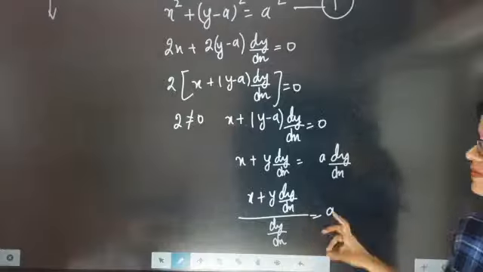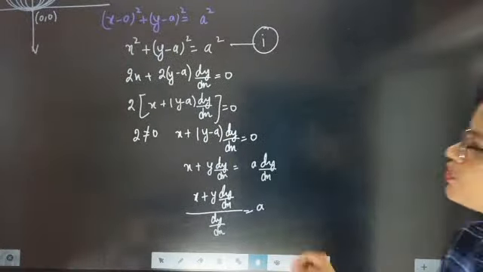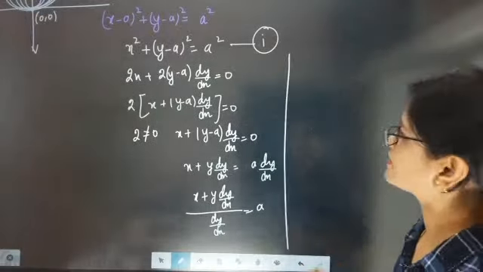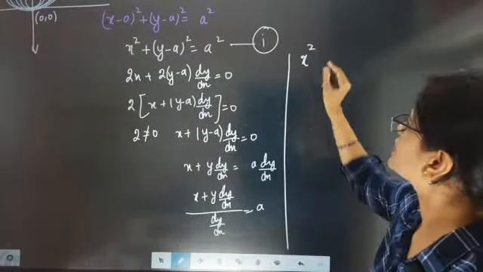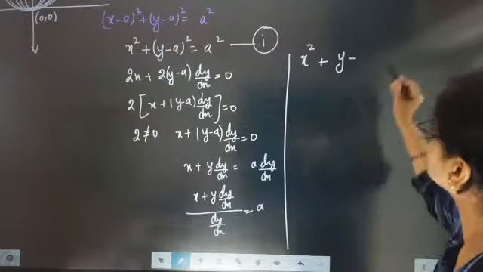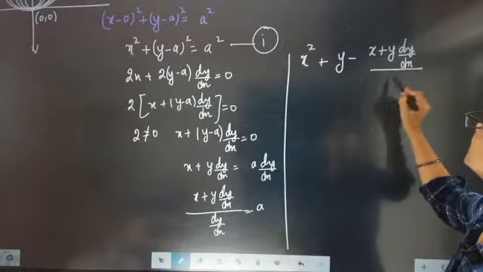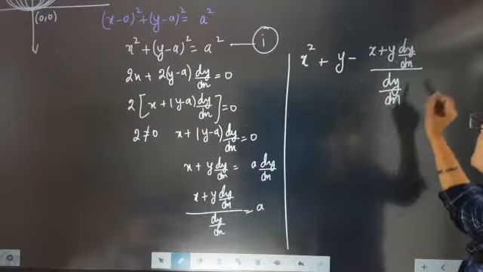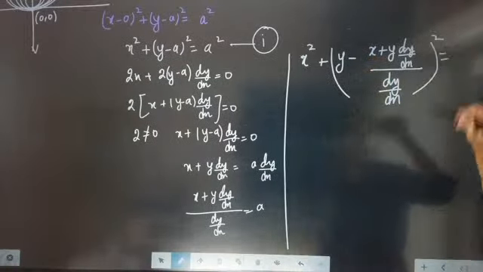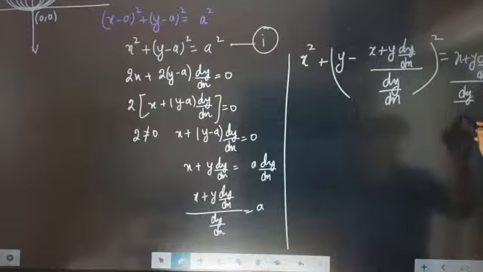Now we got a. Once we got a, our most important task is to remove a. So wherever a is there, it will become x square plus y minus (x plus y dy by dx divided by dy by dx) whole square equal to (x plus y dy by dx divided by dy by dx) square.